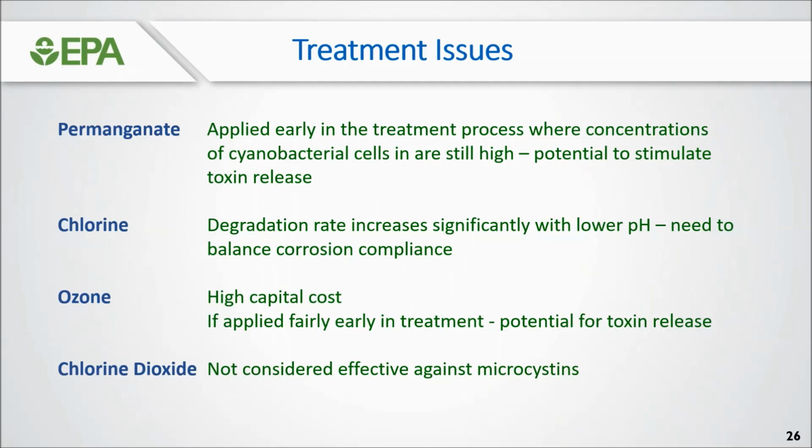Permanganate, we discussed that a little bit earlier. It can be applied earlier in the treatment process while the concentration of the cells is still high. It has the potential to release toxins, but it also reacts with the toxins. So there's that trade-off that's going on. Chlorine, the degradation rate increases significantly with lower pH, and you need to balance other issues within your system. For ozone, it's a high capital cost, and if it's applied fairly early in the treatment, it has the potential for toxin release, much like permanganate. And chlorine dioxide is generally not considered effective against microcystin.